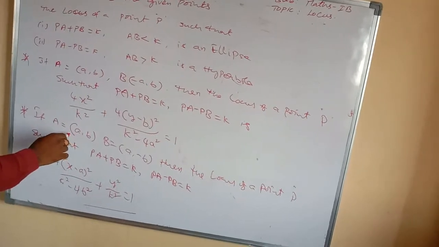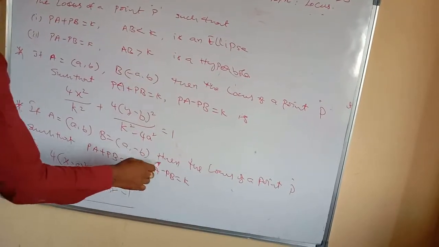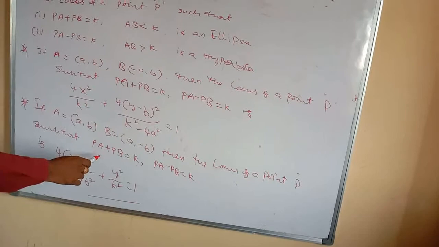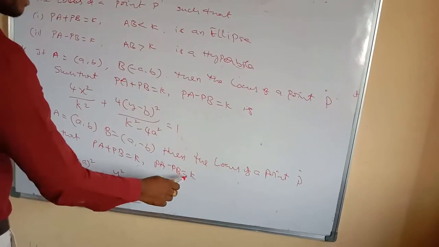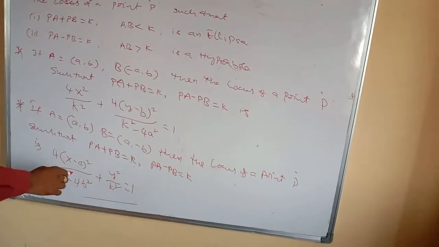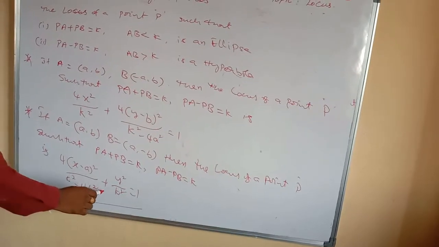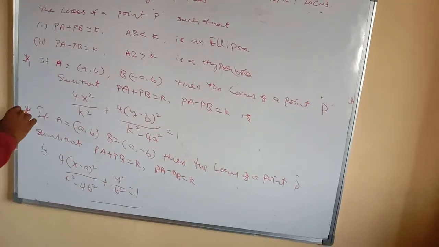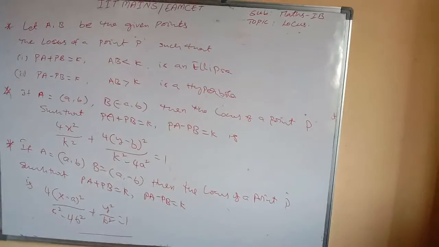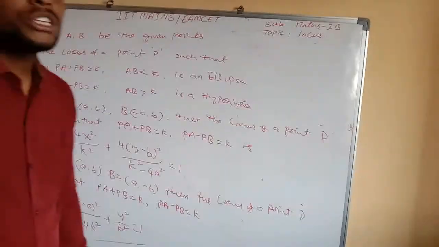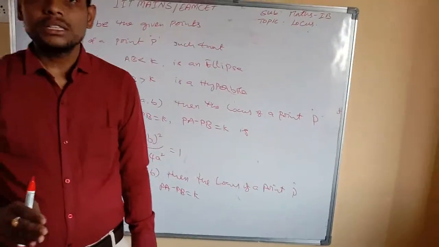Now A is equal to (a, b), B is equal to (a, -b), then the locus of a point P such that PA plus PB is equal to K is 4 into (x minus a) whole square by K square, minus 4b square, plus y square by K square, is equal to 1. These are the very important properties, some important properties or concepts related to our locus.